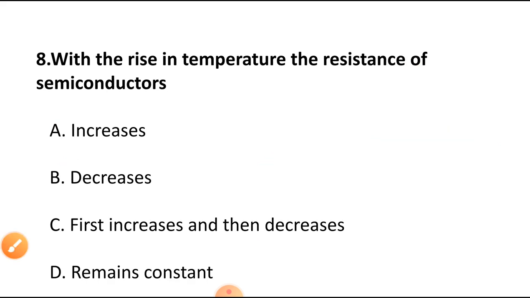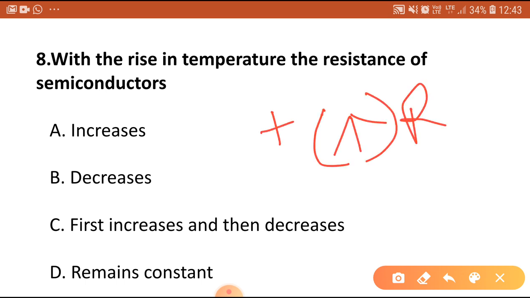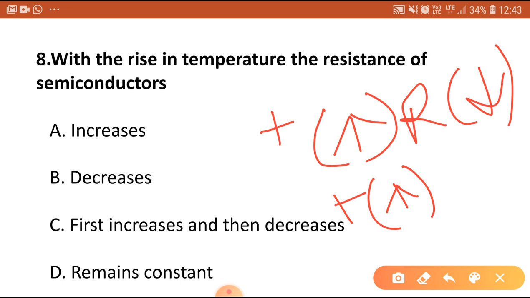Okay, next, question number 8. With the rise in temperature, the resistance of semiconductors. Very important question. You have to keep in mind two facts. For semiconductor, if temperature rises, resistance will decrease, and for metal, if temperature increases, resistance will also increase.